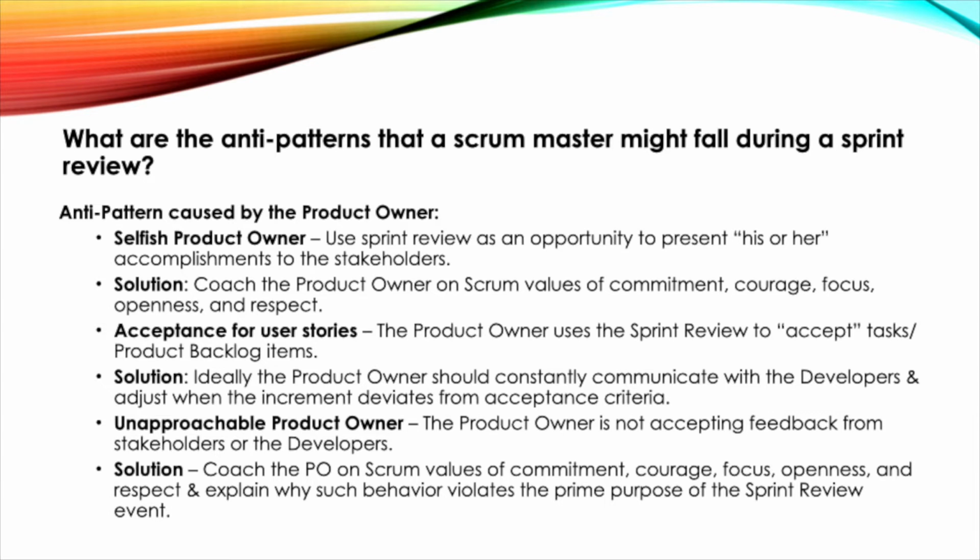Acceptance for user stories. The product owner uses the sprint review to accept tasks and product backlog items. Solution: ideally, the product owner should constantly communicate with the developers and adjust when the increment deviates from acceptance criteria. Unapproachable product owner. The product owner is not accepting feedback from stakeholders or the developers. Solution: coach the PO on Scrum values of commitment, courage, focus, openness, and respect, and explain why such behavior violates the prime purpose of the sprint review event.